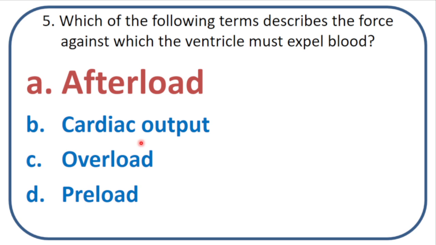Overload means excess blood volume. At the same time, preload means the volume of blood in the ventricle at the end of diastole. Diastole is the relaxed state of the heart. So at the relaxed state of the heart, how much volume is there in the ventricle, that is known as preload.